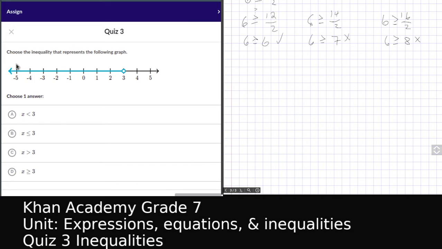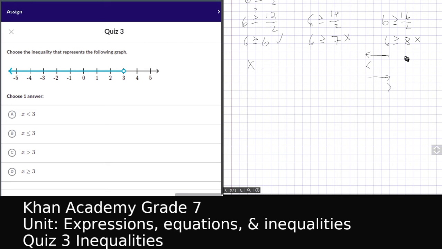Our next question: choose the inequality that represents the following graph. Our variable is x, and if x is on the left side like this, then we can use that rule that says if it's going off this direction, then it's less than. If it's going off that direction, then it's greater than. So the arrow looks the same, only if the x is on the left side.